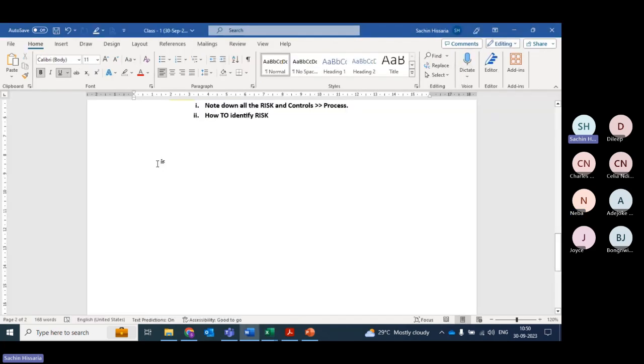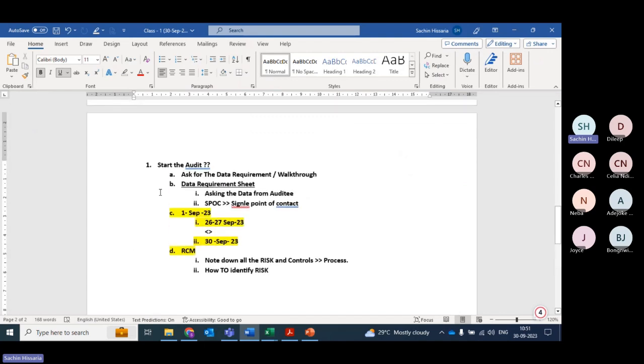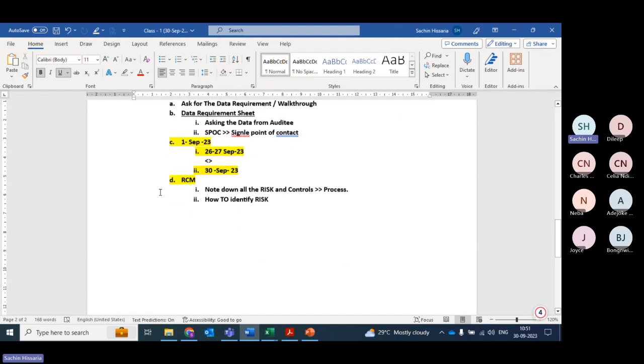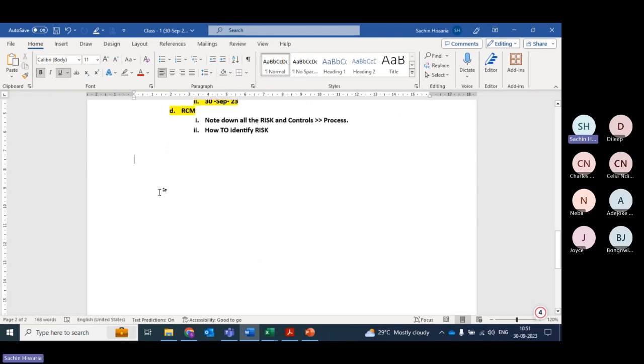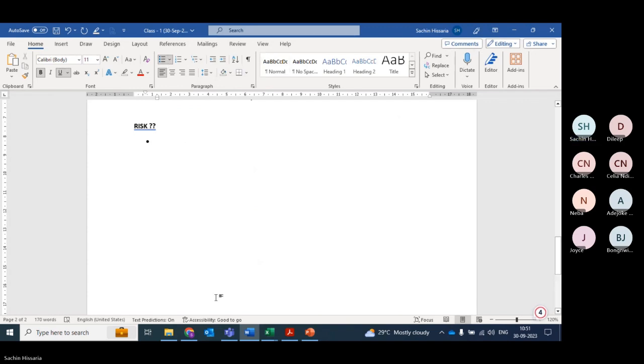What is a risk? As an auditor, we need to identify risk for each scenario. Dilip has asked how to identify the risk. That we will definitely discuss in the entire sessions as well. But before we do that, do you know what a risk is? In a simple, layman language, what do you understand by risk? Tell me.